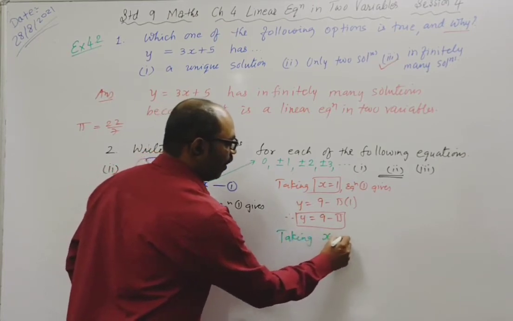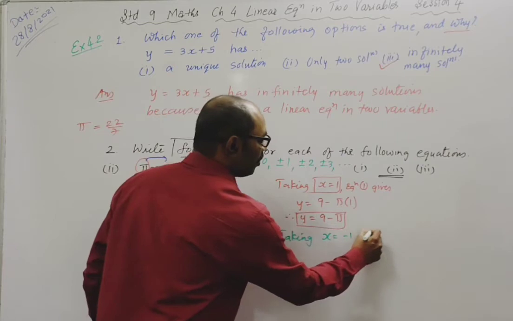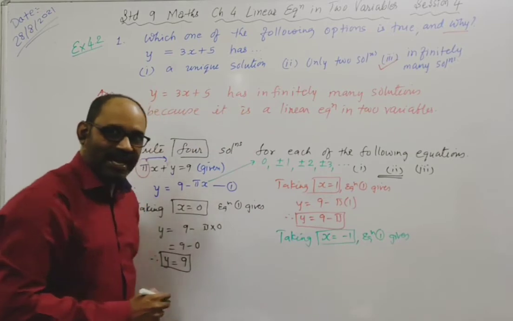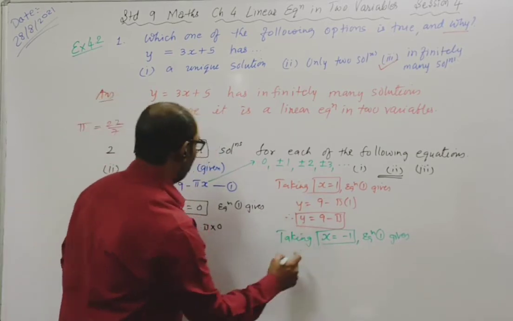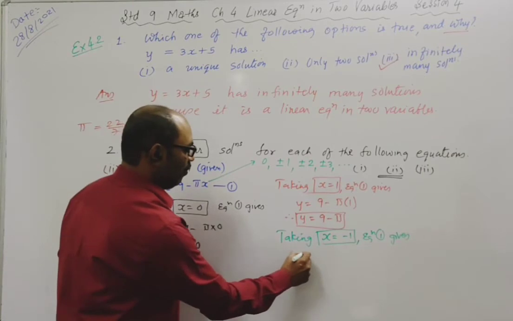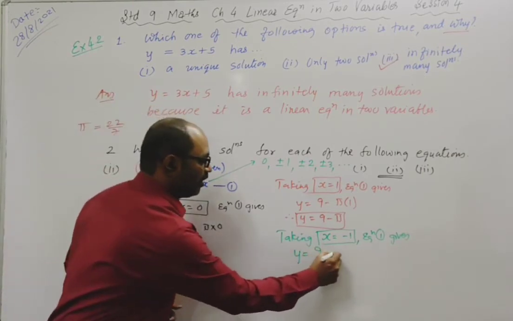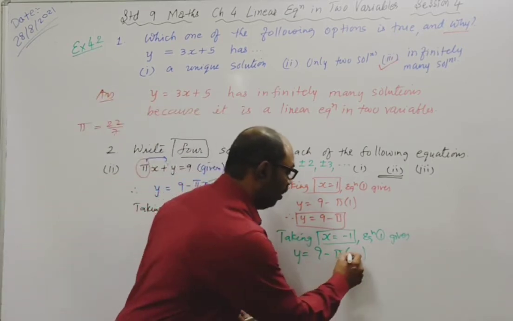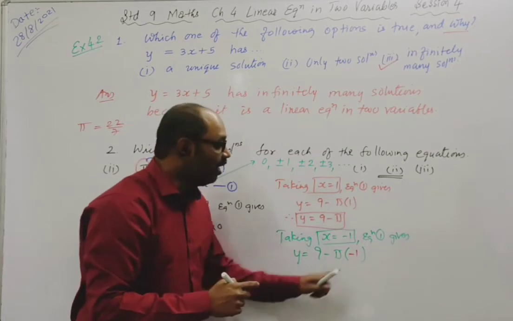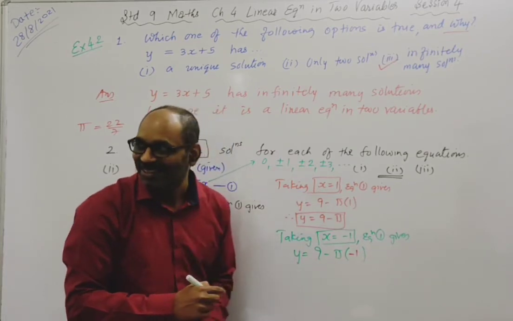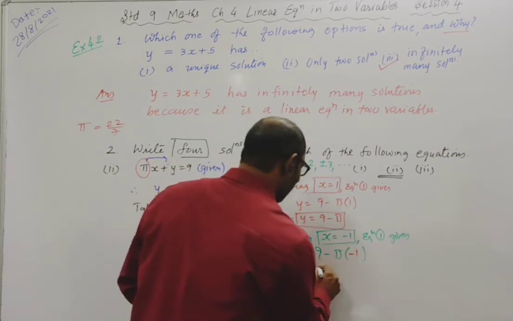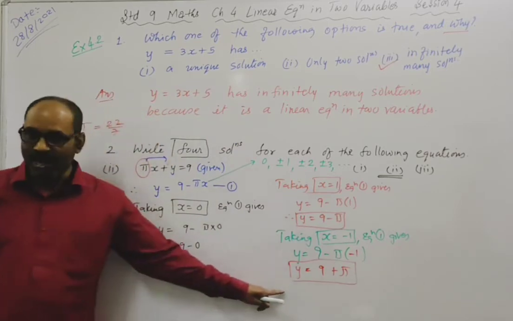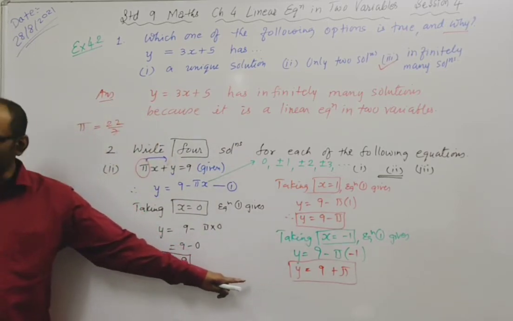Taking x is equal to -1 in equation 1. चलिए equation 1 यहाँ है. y is equal to 9 minus pi into, be careful, 1 into pi will be pi, but minus minus becomes plus, get it? So that is 9 plus pi. So that is the value of y. 9 plus pi. All right?